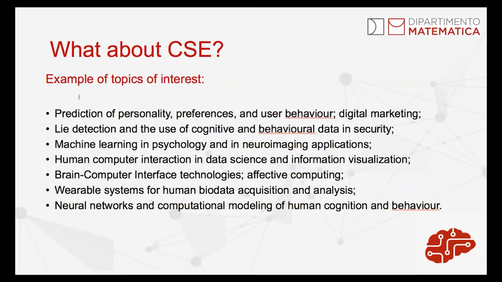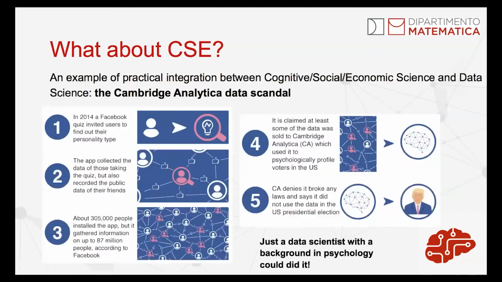This curriculum has to do with issues like prediction of personality, preferences, user behavior, digital marketing, lie detection, cognitive behavioral data and security, the use of machine learning, psychology and neuroimaging application, human-computer interaction, brain-computer interfaces, wearable systems for human biodata acquisition, neural networks and computational modeling of human cognition and behavior. These are just a list of topics which are covered in the curriculum.